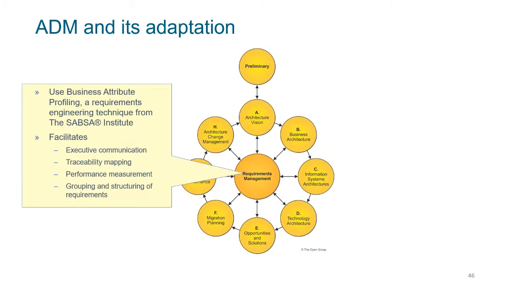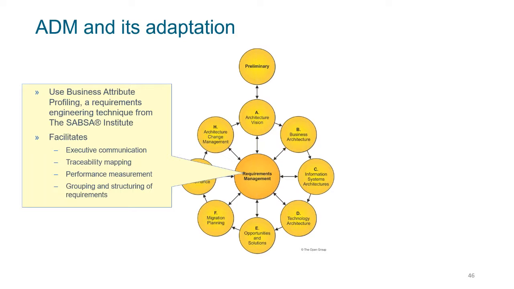Now, for those of you who are not familiar with the ADM, that is what the ADM looks like. And the ADM activities, I'm going to zoom quickly through because of the time constraints. So in preliminary, this is preparation for your architecture project. And then in phase A, this is where you are establishing the architecture vision, business scenario, target architecture, right? In B, C, and D, this is where you are developing your architecture.